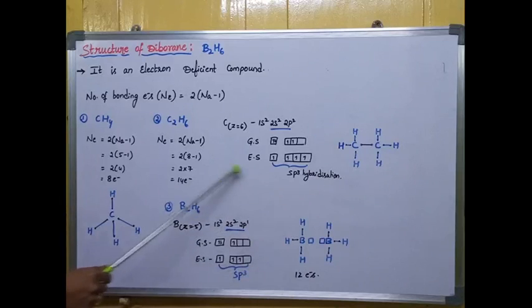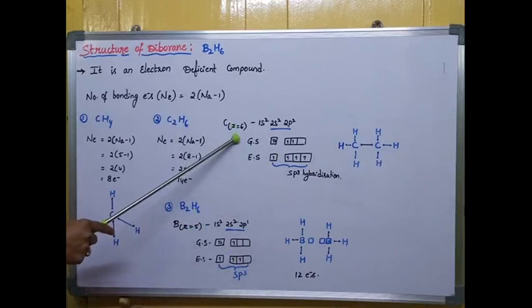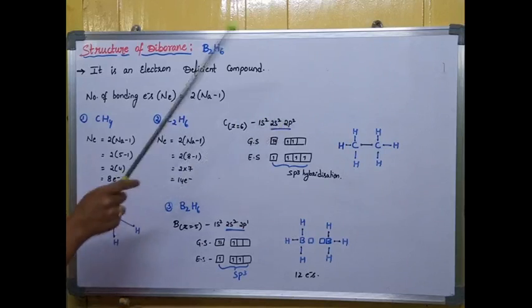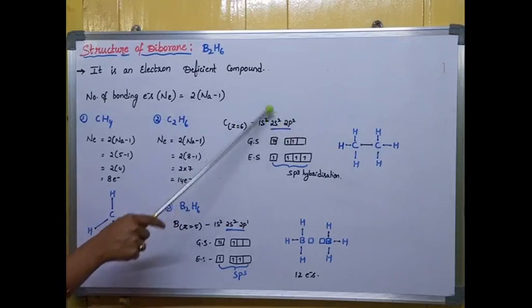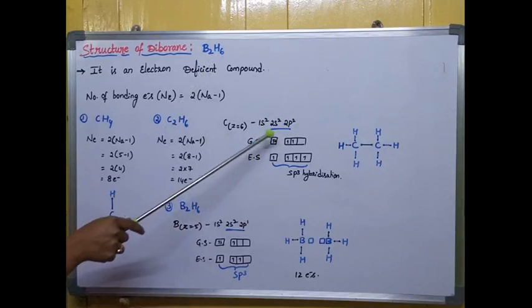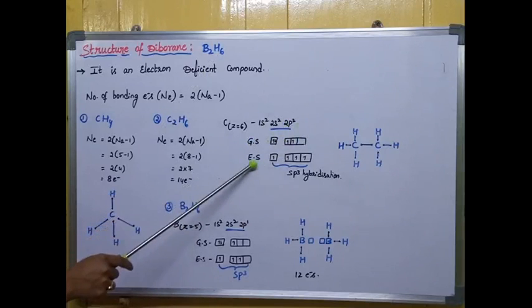Let us see the hybridization of these two molecules. Then we can understand clearly. I am taking C2H6 first. Carbon has atomic number 6, with 6 electrons: 1s2, 2s2, 2p2. I am taking only valence electrons, because only valence electrons are involved in bonding. So in the ground state 2s2, 2p2, and in the excited state 1 electron will jump to the next level.